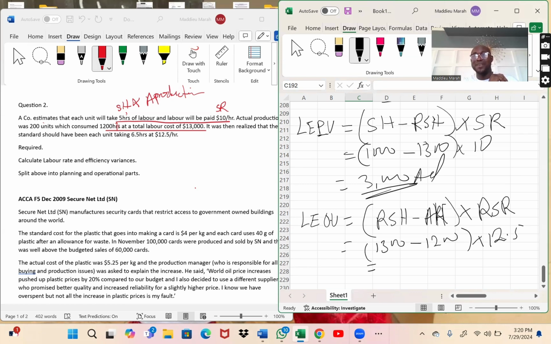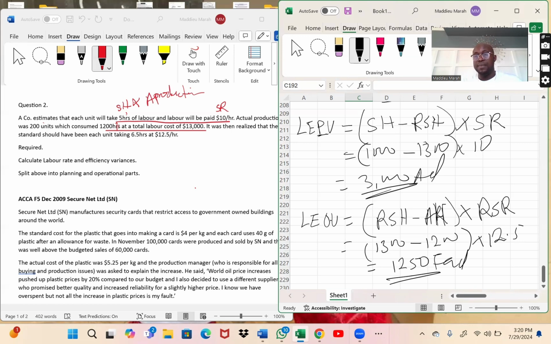And this variance will be what? Favorable here, not positive, favorable. We don't have positive or negative variance, favorable or adverse variance, okay? Favorable variance. So that will be 1,300 minus 1,200 gives you 100, multiplied by 12.5. This will give you 1,250. 1,250. Favorable. So this is the solution for the labor rate and labor efficiency variance, planning and operational variance for labor.